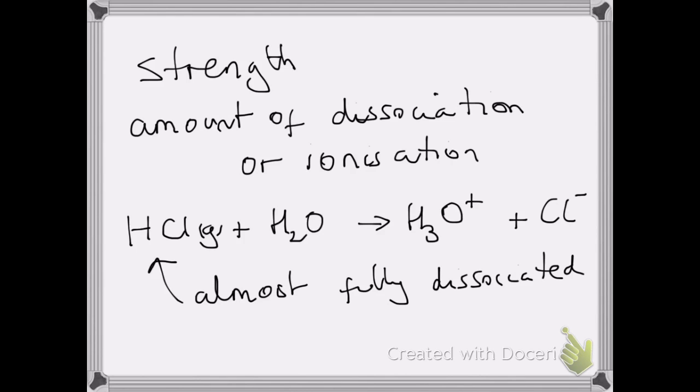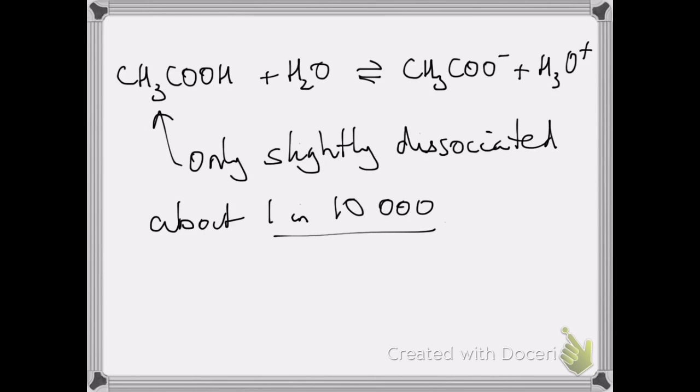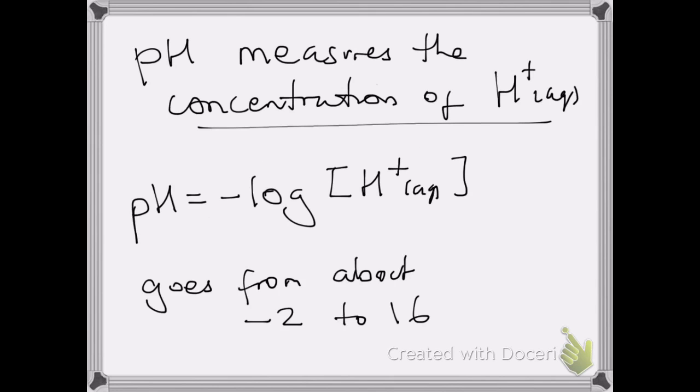If you took about 10 million HCl molecules, 9,999,999 of them would break up and form H3O+ or H+ and Cl-. However, if you take ethanoic acid and add it to water, it's only slightly dissociated. It's only slightly ionized. In fact, only about 1 in 10,000 ethanoic acid molecules will break up.